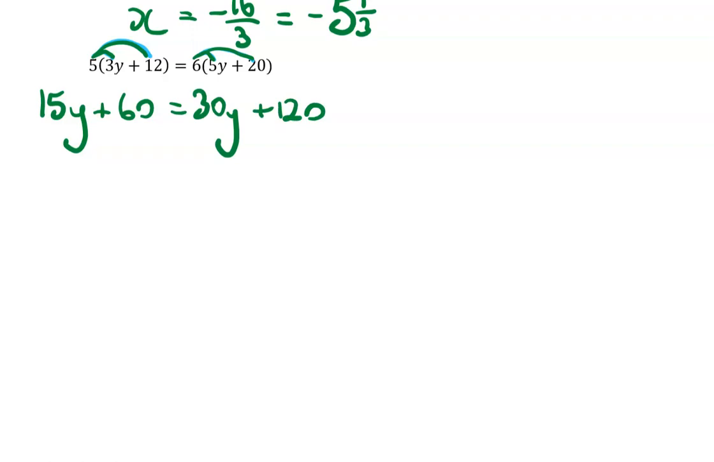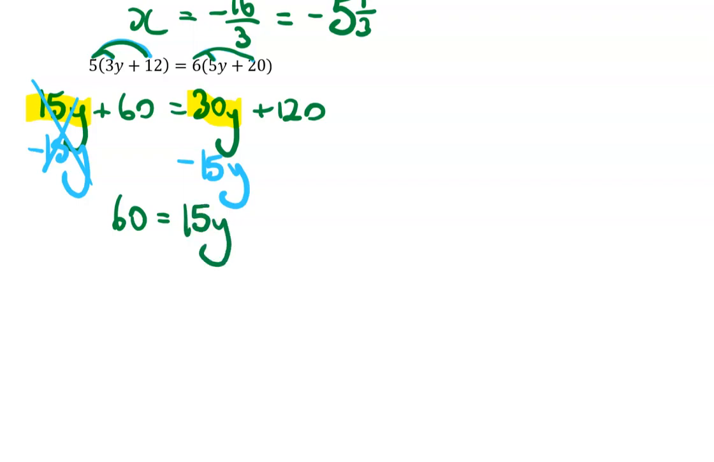Okay, let's have a look what we have. We have y's on both sides. We've got 15y's and we've got 30y's. Let's get rid of one of the y's from one of the sides. I always like to take away the smaller pronumerals, so let's take away 15y from this side. That will get rid of those 15y's. If we take away 15y from the left, we must take away 15y from the right-hand side as well. So that leaves me with 60 is equal to 30y take away 15y is 15y, and I've still got my plus 120.